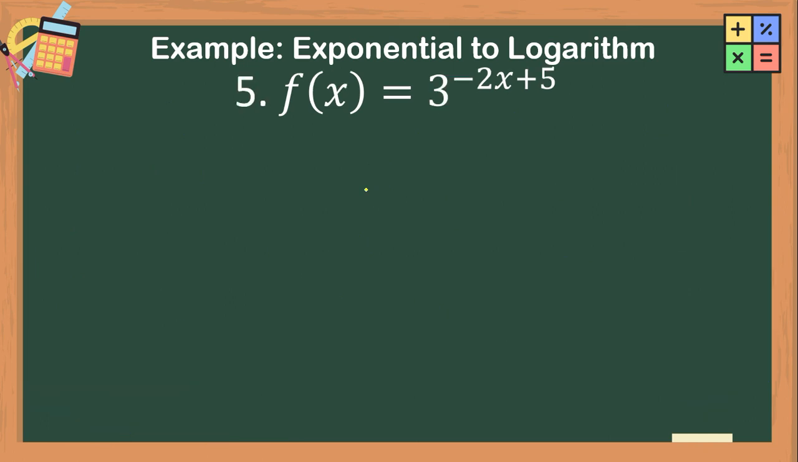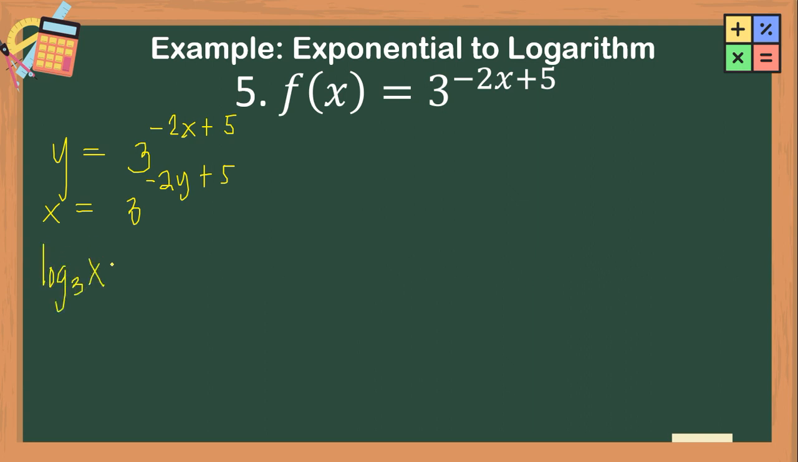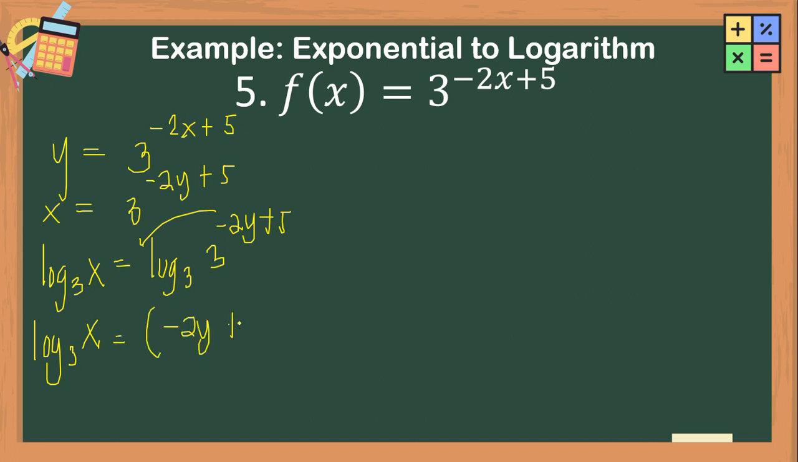Next. Try ko tong isa na naman. So, we have 3 raised to negative 2x plus 5. Y is equal to 3 raised to negative 2x plus 5. Interchange natin, x is equivalent to 3 raised to negative 2y plus 5. Nag-interchange na tayo, di ba? So, maglalagay na tayo ng log with the base of 3. Then, baba na natin. Log x with the base of 3 is equivalent to negative 2y plus 5, and this is log 3 with the base of 3, which is equivalent to 1.